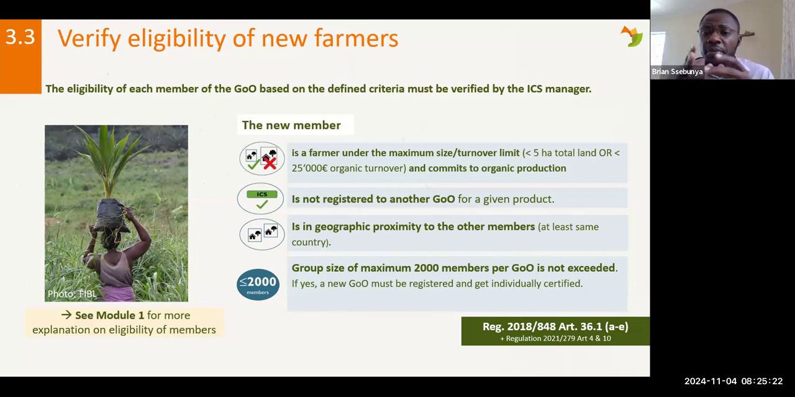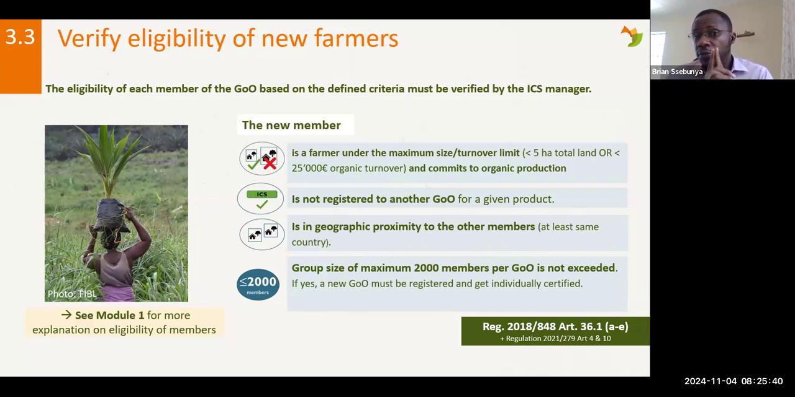Geographical proximity can also be determined at that stage. So if, for example, this farmer is way off from other farmers, as the ICS manager, you can, for practical reasons, decide not to admit that farmer because they are not geographically proximate to other farmers.